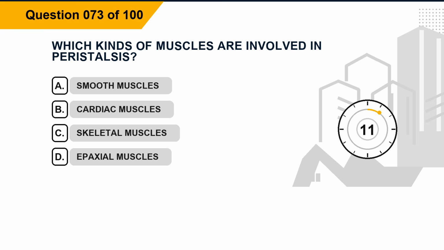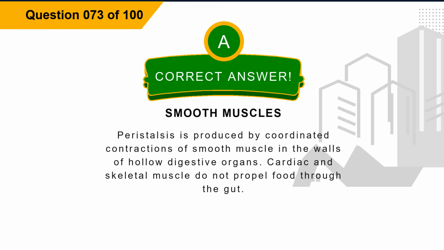Question 73. Which kinds of muscles are involved in peristalsis? Option A. Smooth muscles. Option B. Cardiac muscles. Option C. Skeletal muscles. Option D. Epaxial muscles. The correct answer is option A. Smooth muscles. Explanation. Peristalsis is produced by coordinated contractions of smooth muscle in the walls of hollow digestive organs. Cardiac and skeletal muscle do not propel food through the gut.